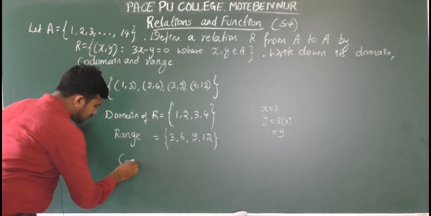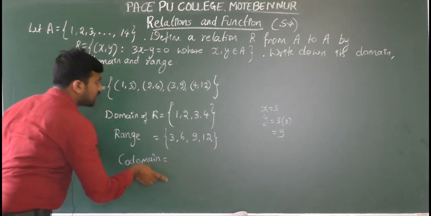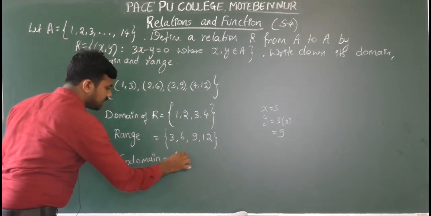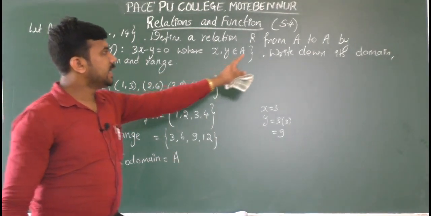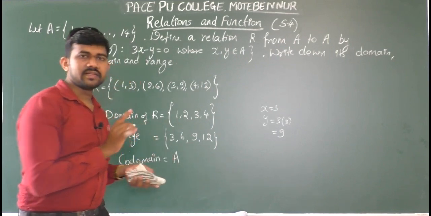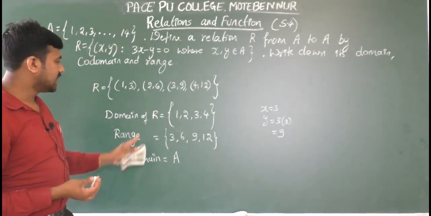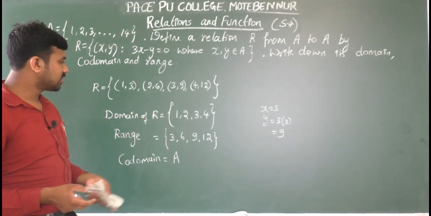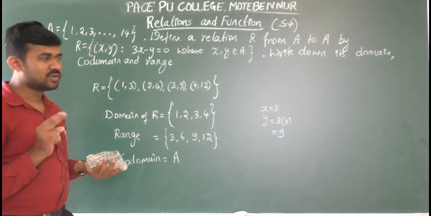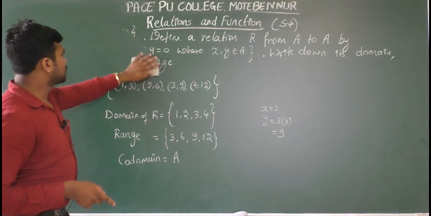Now the codomain. Codomain is always, as I said, the second set only. Here the relation is from A to A, so the second set is also A itself. So this is very important, for 2 to 3 marks. To write domain, range and codomain, or they can ask any two for 2 marks like this. Very important question. I hope you understood. I'll go to the next question.